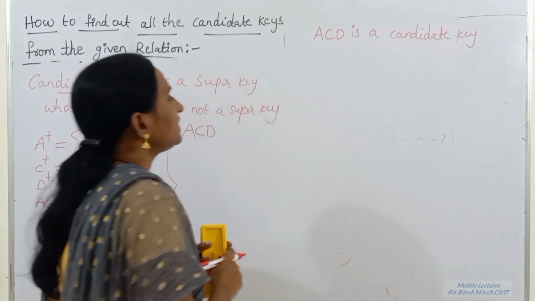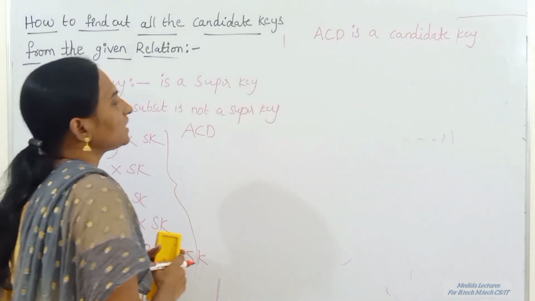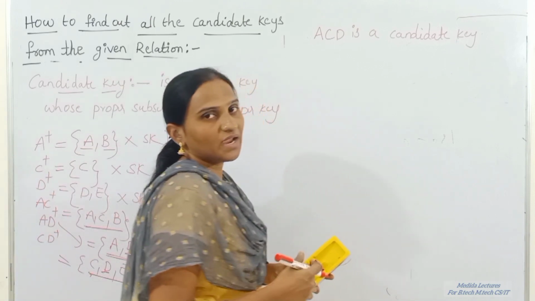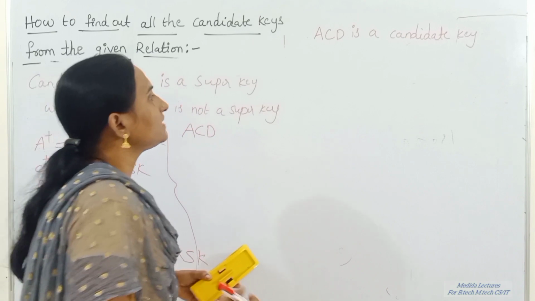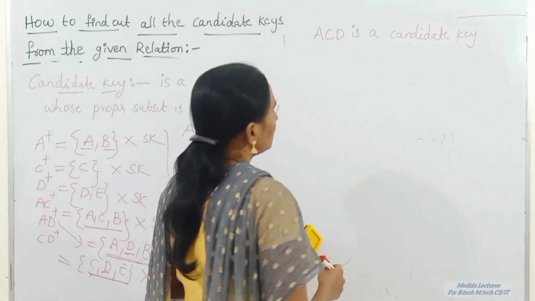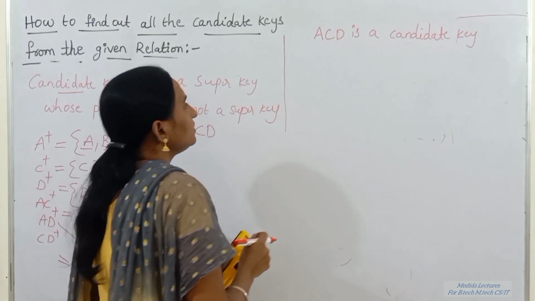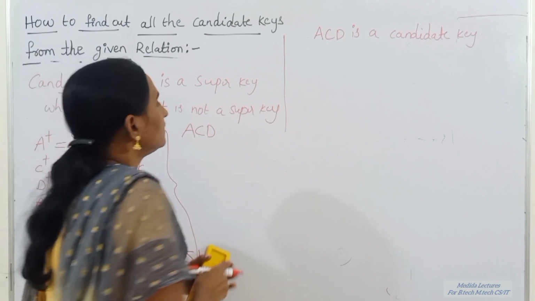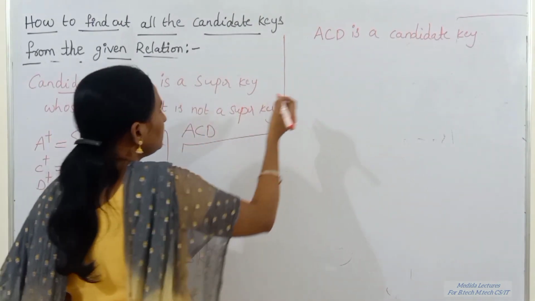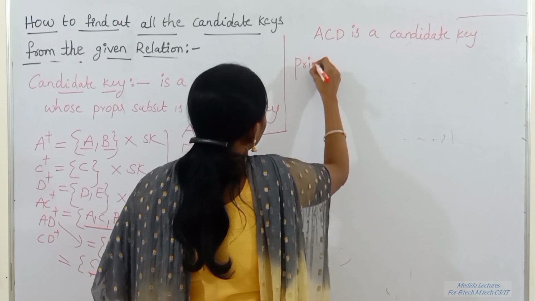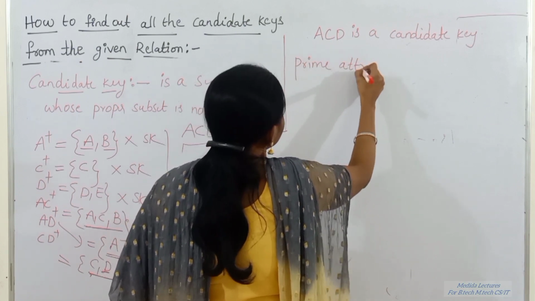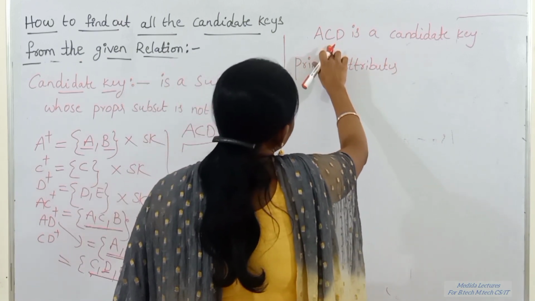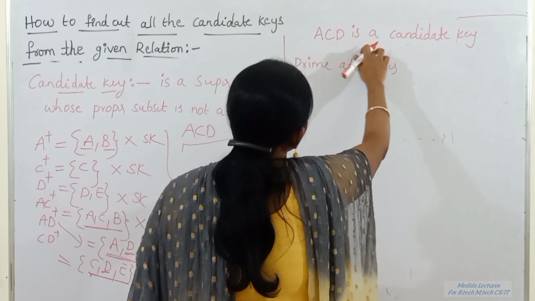So after finding the candidate key, now we have to check whether any more candidate keys are available in the given functional dependency or not. So how to find out more candidate keys from the given relation? For that we have to find out the prime attributes. Till now we got only ACD as a candidate key.